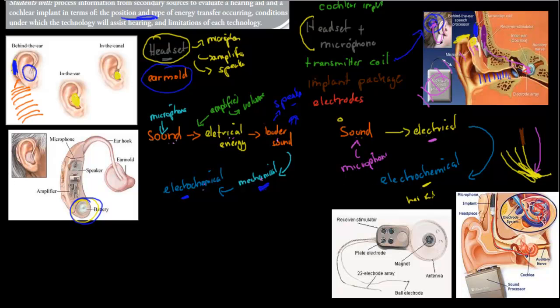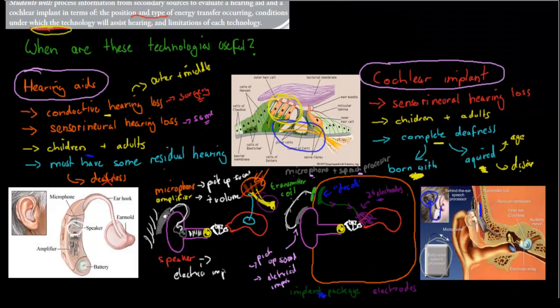And you also need to know under which conditions they're useful. For hearing aids, if you've got some conductive hearing loss, hearing aids could be useful, but surgery would probably be better. And if you've got sensory neural hearing loss, but it's only a bit of loss, so you don't have complete loss, you can use hearing aids. Children and adults can use it, but you must have some residual hearing. So if you're deaf, you cannot use hearing aids. It's not going to work.